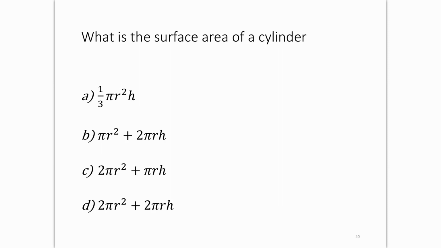Surface area of a cylinder? Well, we just looked at this one in the video, so hopefully it's fresh in your mind. The surface area of a cylinder will be 2 pi r squared plus, was it pi rh or 2 pi rh? 2 pi rh. Remember, this here is the circumference, and then this is the height.